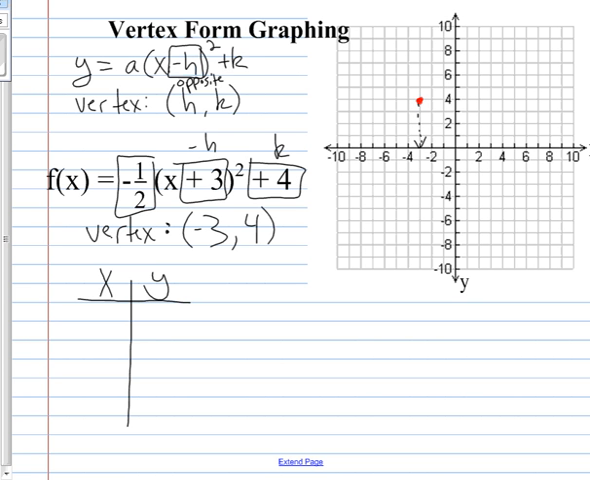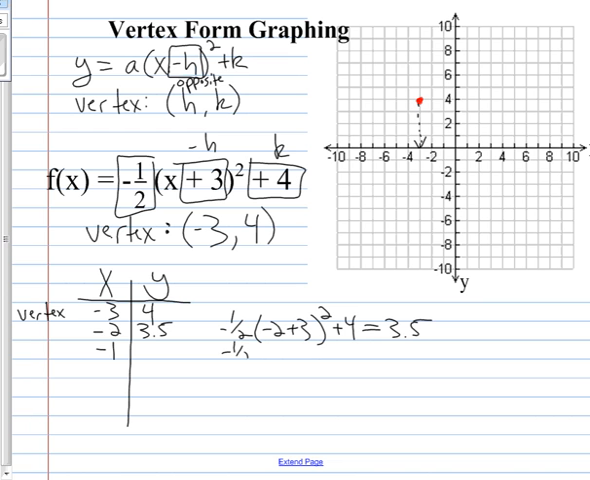So we always start with our vertex, and that's at negative 3, 4. And then we're just going to pick the next 2 points. I always go in increasing order. So negative 2 and negative 1. We'll plug those in, and we'll calculate where they would be. So for negative 2, it's negative 1/2 times (negative 2 plus 3) squared plus 4. If you do that, that is 3.5.